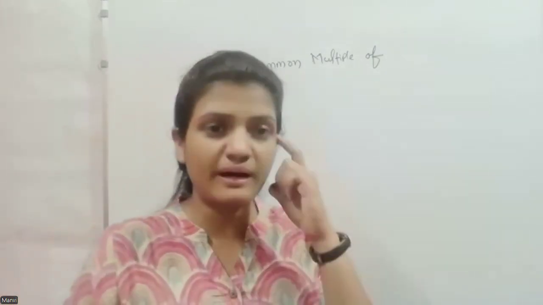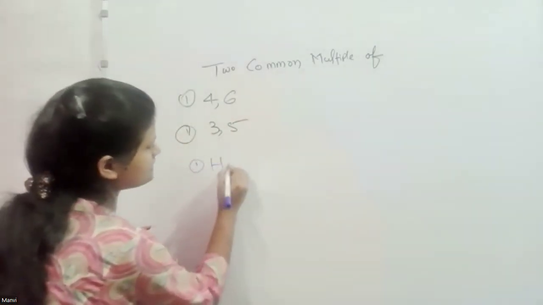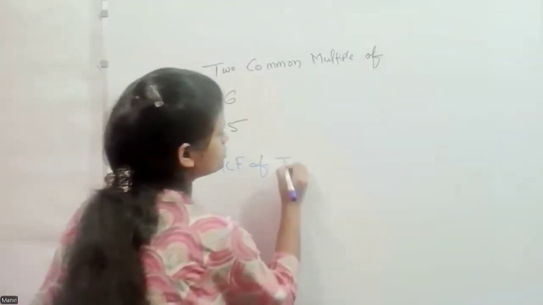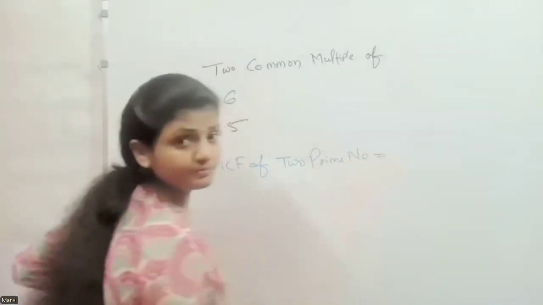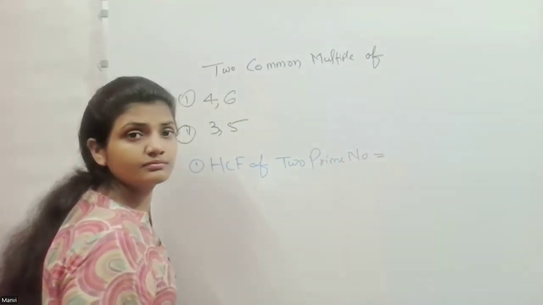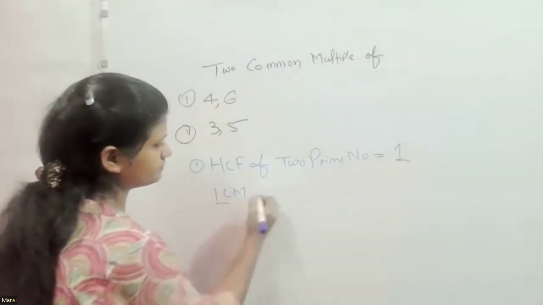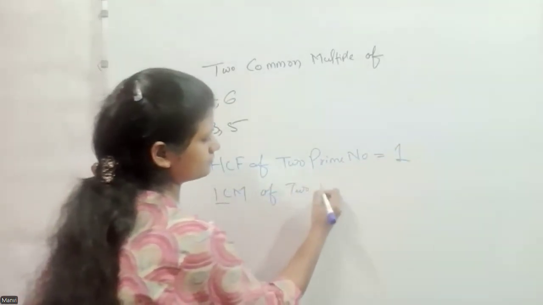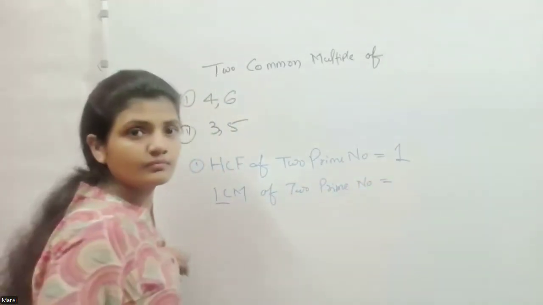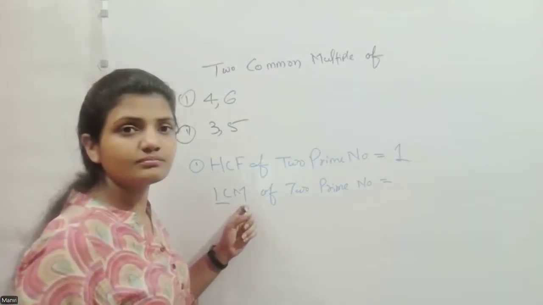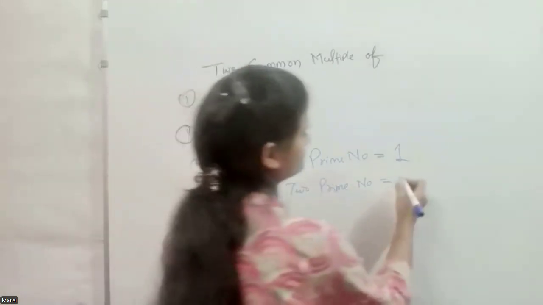So one thing you need to fix in your mind: the HCF of two prime numbers will always be 1, and the LCM will be the number multiplied by the other number, the product of those two.